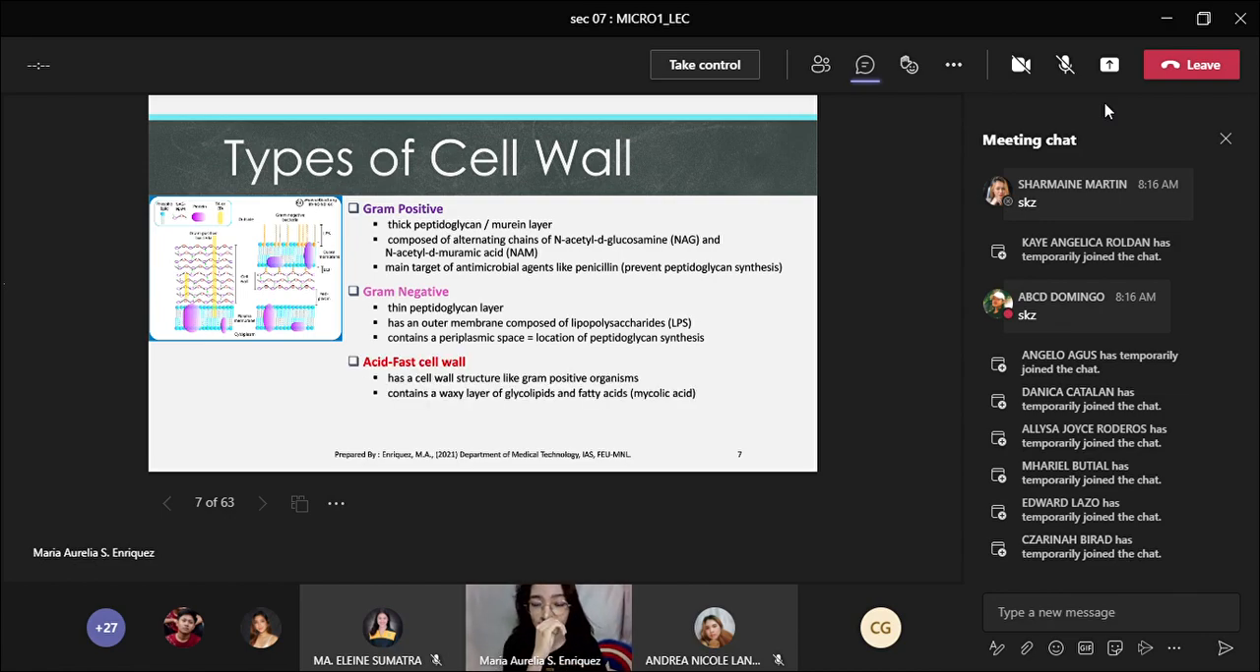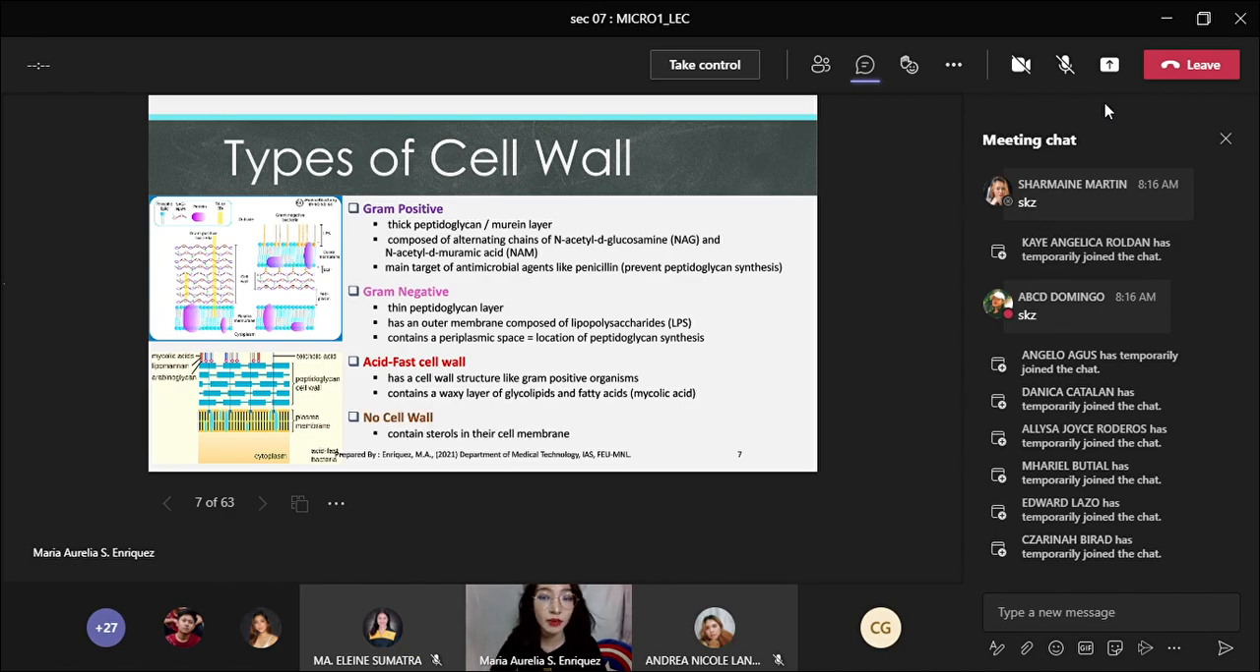Next are acid-fast cell walls. So acid-fast cell walls are structured pretty much the same as gram-positive cell walls, except that they have an extra layer on top composed of mycolic acid. And lastly, some bacteria, such as Mycoplasma and Ureaplasma, are unique in that they do not have cell walls. So what they have instead are sterols on their plasma membrane.